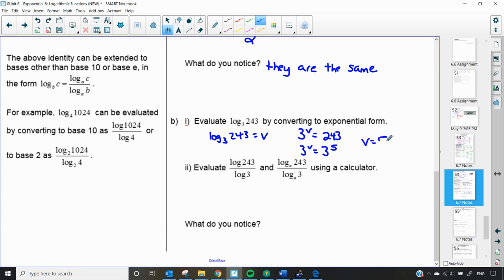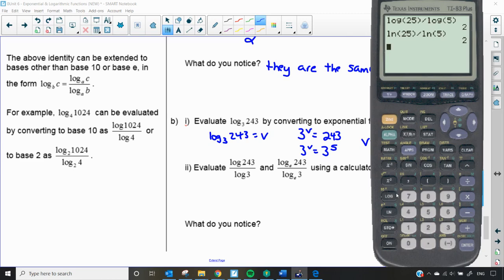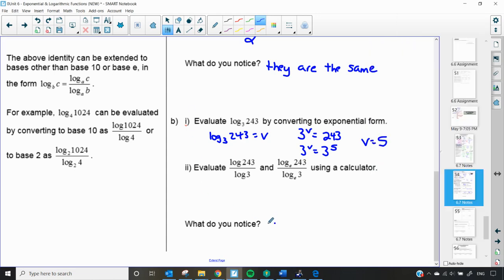So v equals 5. Now again, checking out our calculator, we can go log of 243 divided by log of 3, or we can go ln of 243, or log e of 243 over log base e of 3. So ln of 243 divided by ln of 3. And again, we get the same answer.